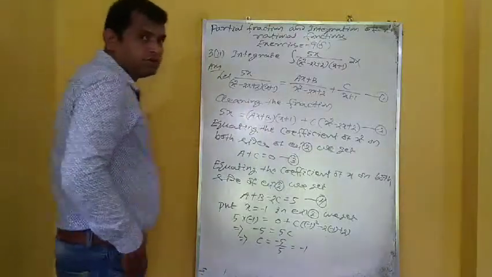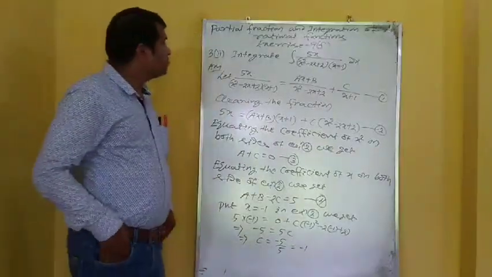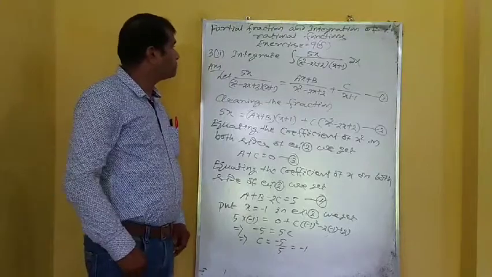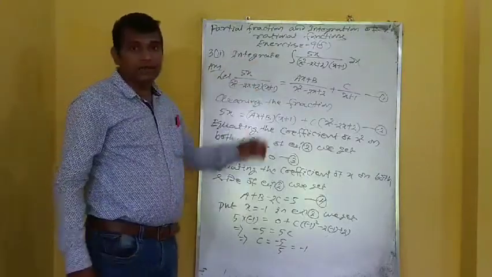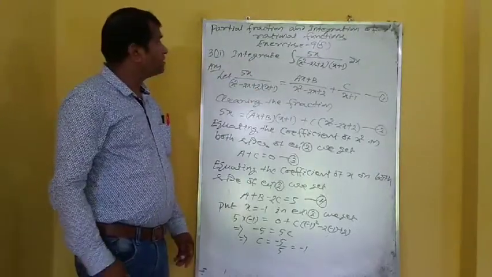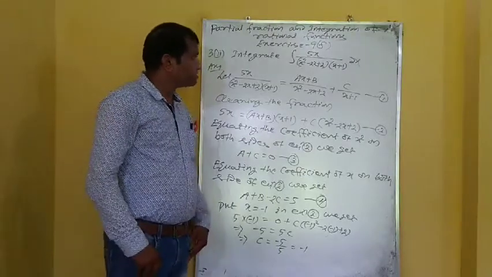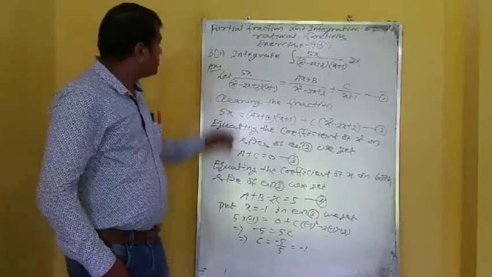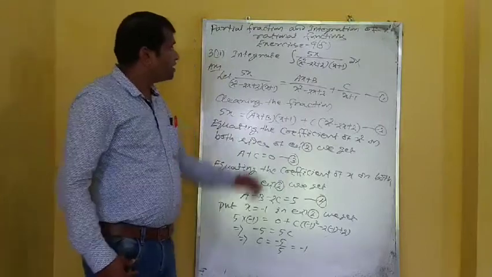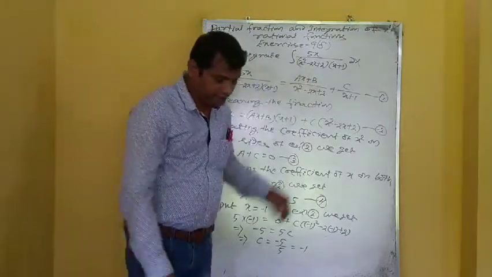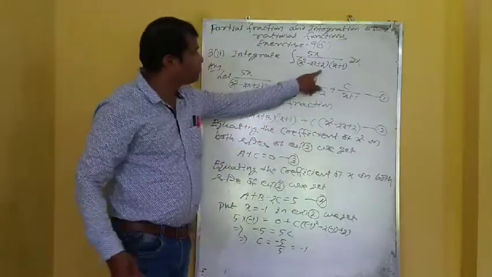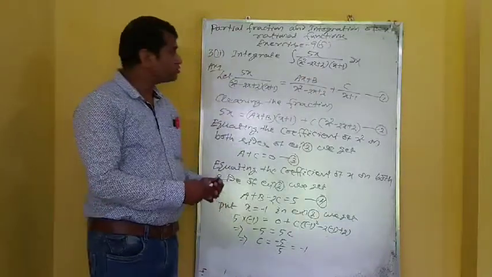Good morning. Today we discuss some important problems of the chapter partial fractions and integration of rational functions. Exercise 9F, number 3, part (ii): integrate 5x divided by (x² − 2x + 2)(x + 1).